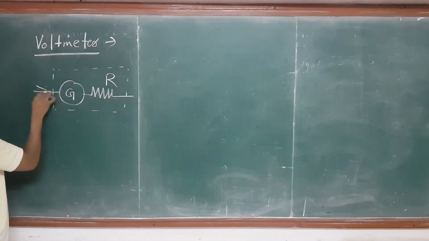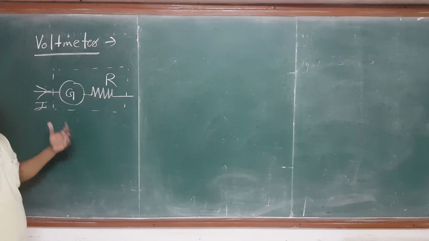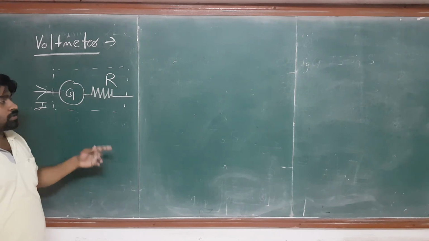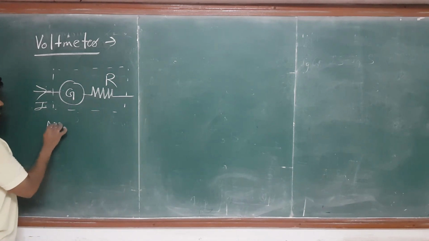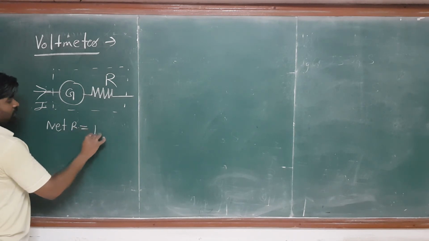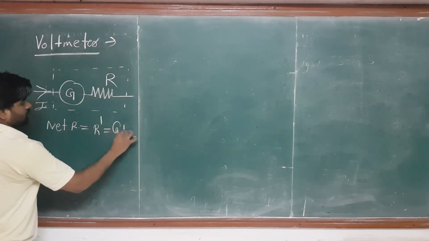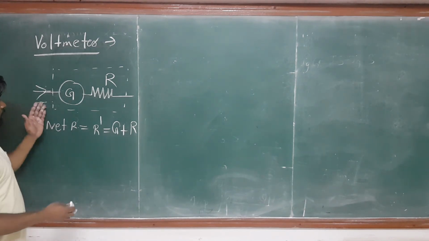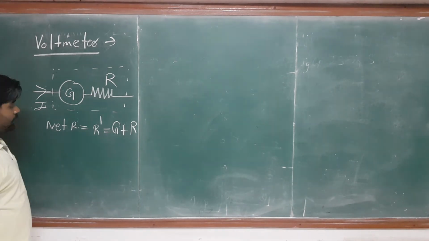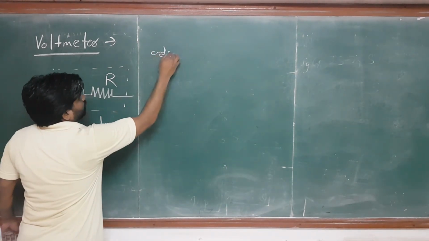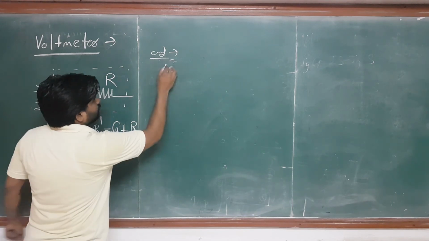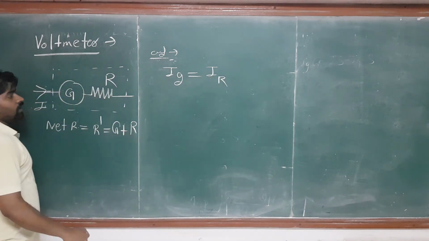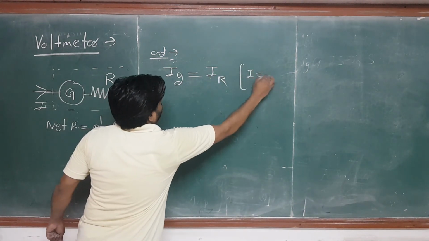When the current passes, the current remains I and the current through G and R is the same. Let's suppose its total resistance is called R dash. So what will the net resistance be? Net resistance R dash is equal to G plus R. The current which passes is I, and the current for these two is the same. The current of the galvanometer is equal to the current of the resistance. So we write I is equal to V by R.